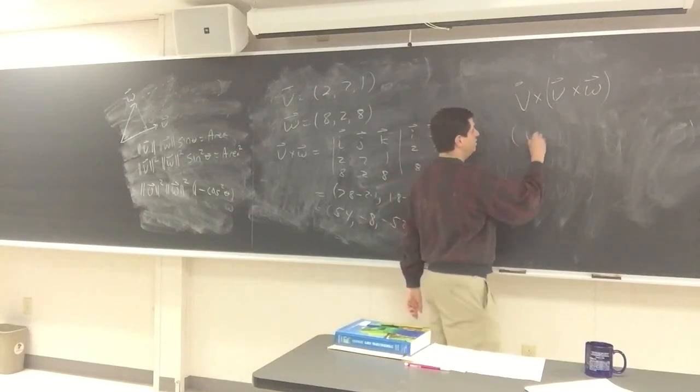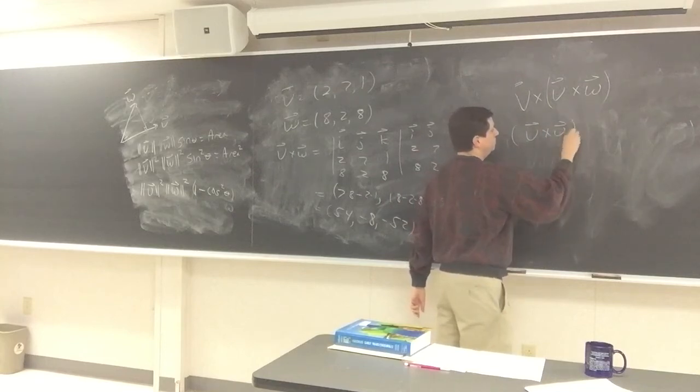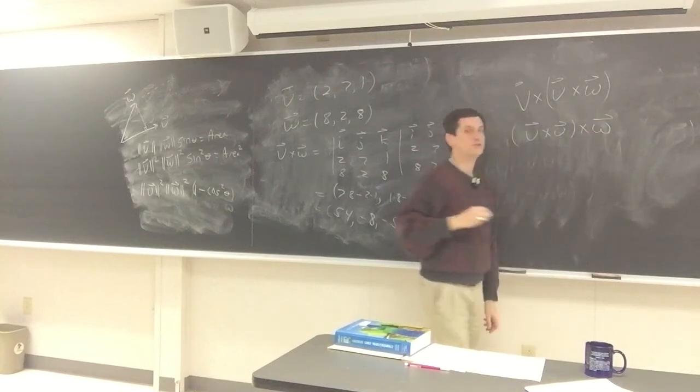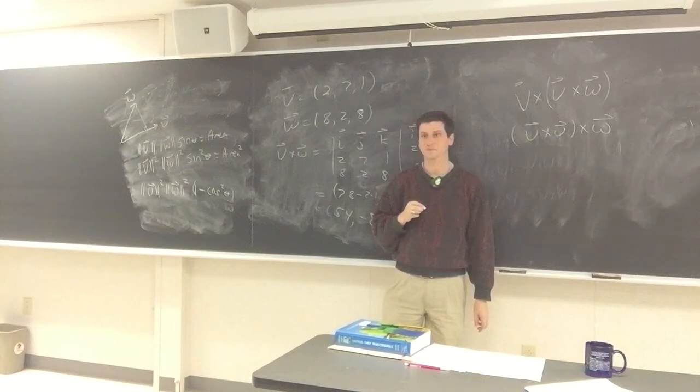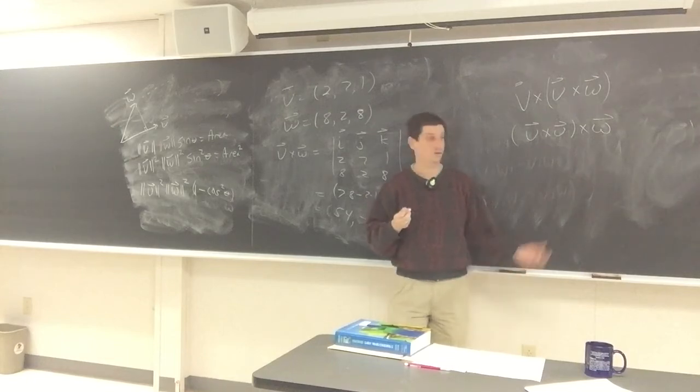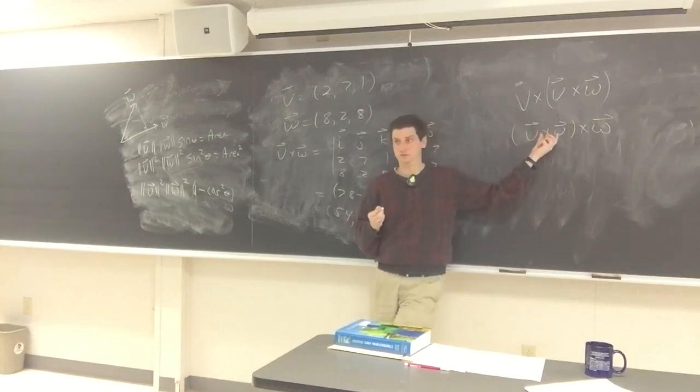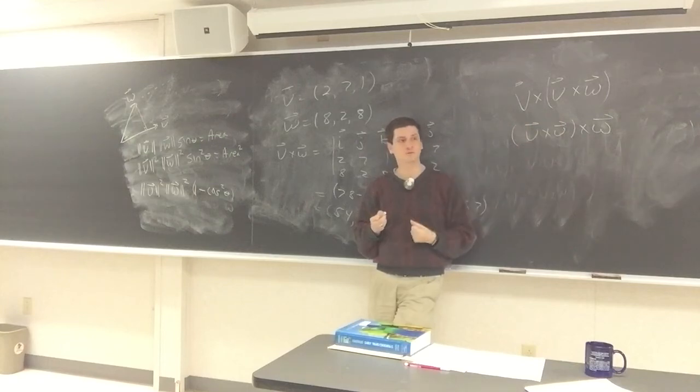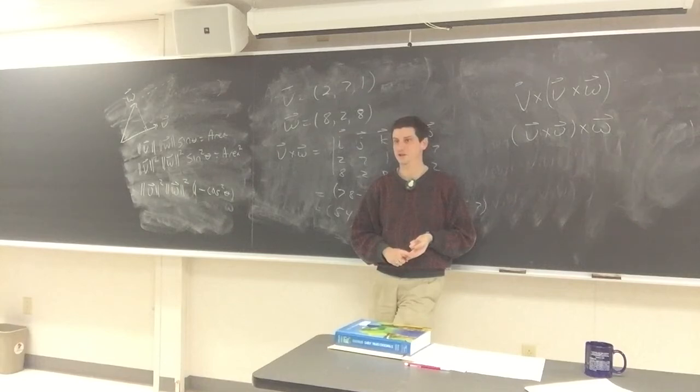What if I grouped it the other way? v cross w. What would you expect that to be? That would be 0, because v cross v will be 0. So this is a proof that order matters. The cross product is not commutative. It's also not associative. The way you group things matters.